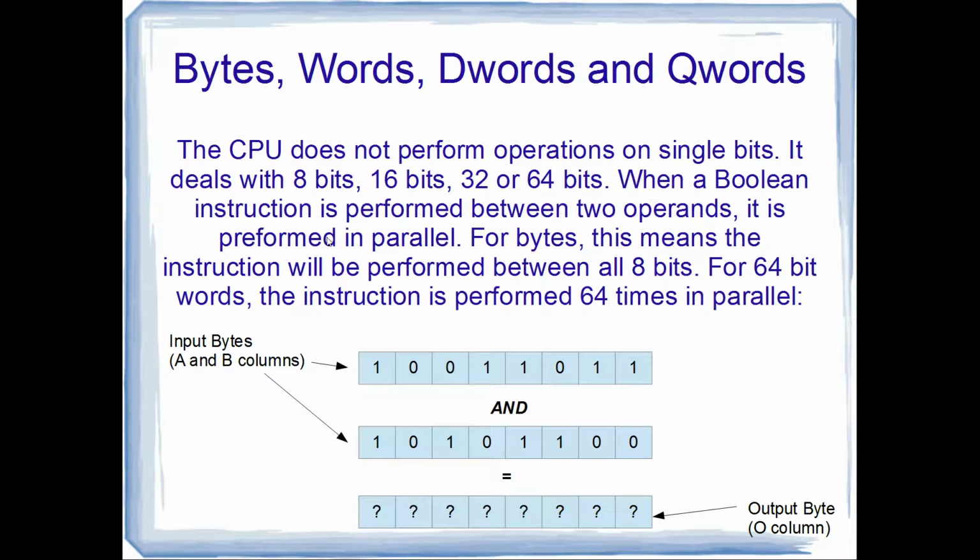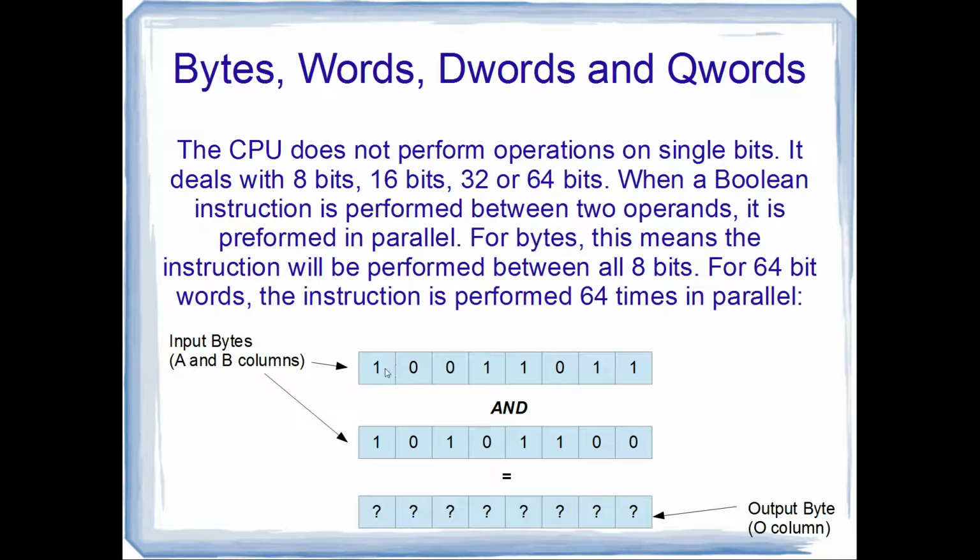And when a Boolean instruction is performed between two operands, what happens is it's performed in parallel between the corresponding bits. So for bytes, and that's what I've illustrated down here, what it means is that 8 copies of the Boolean instruction will be performed at once, which is pretty cool, really. Especially when you move up to 64-bit words. In that instance, you're getting 64 bitwise operations, all in parallel, really, really quickly. These are really fast instructions. These are some of the fastest instructions in the whole CPU.